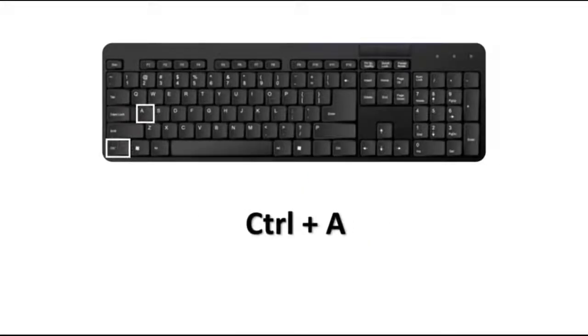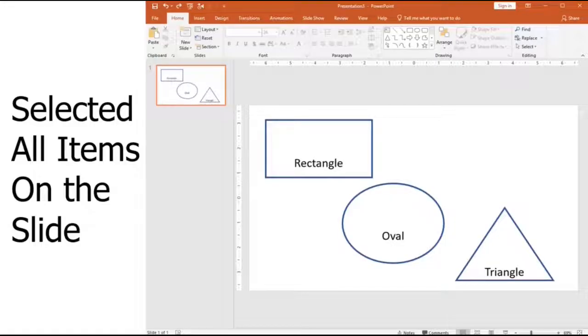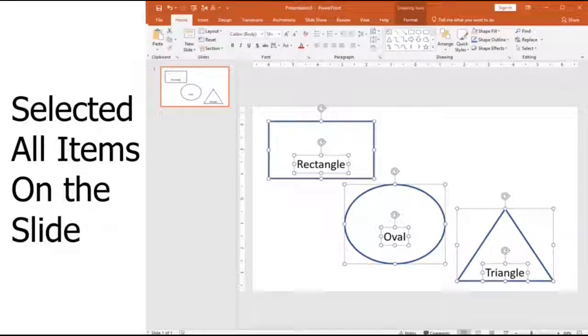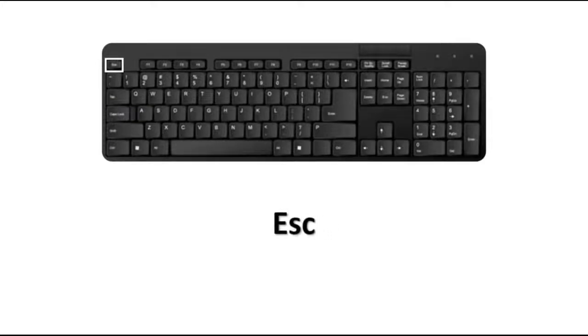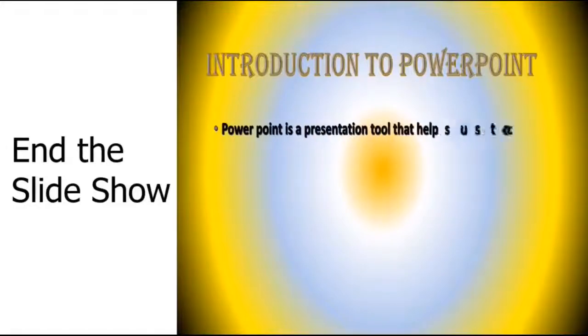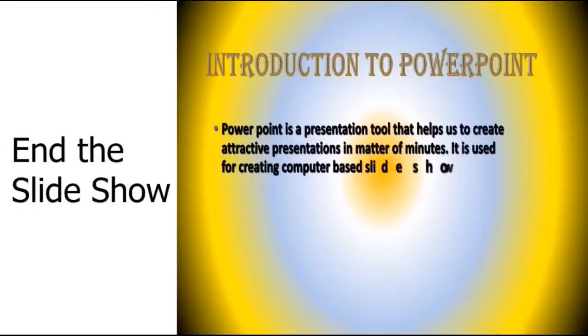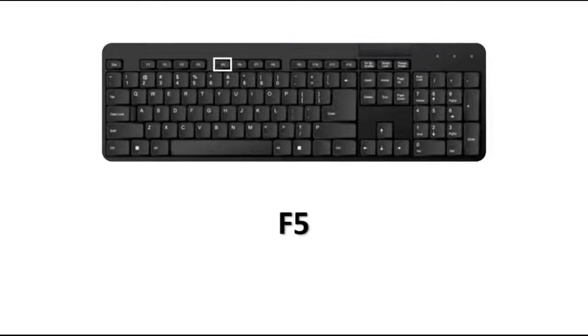Press Ctrl A to select all items at the same time. Press Escape key to end the slideshow.